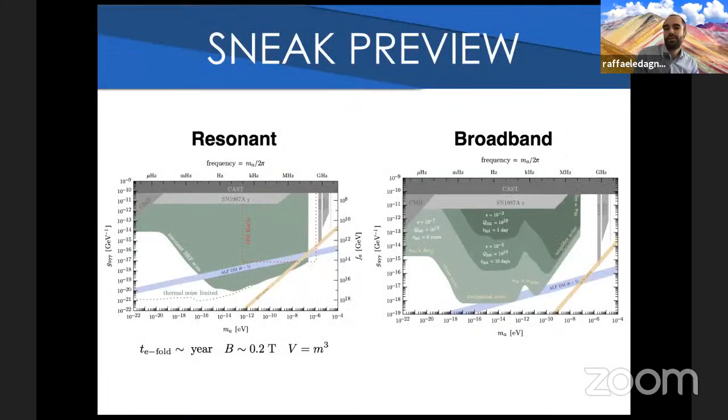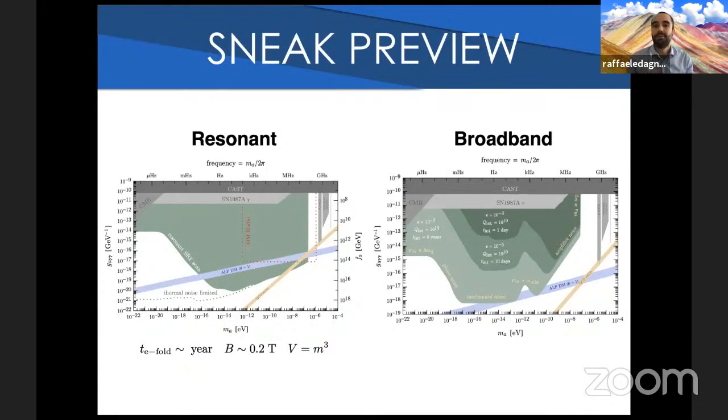The rest of the talk will be slowly building up to this next slide, where I give you a sneak preview of the sensitivity of our proposed apparatus. On the left-hand side, you can see what a resonant experiment can do. Actually, I'm cheating a bit, because that's the full sensitivity, which at very low masses is merging into the broadband sensitivity. And on the right-hand side, you can see what a broadband setup can do.